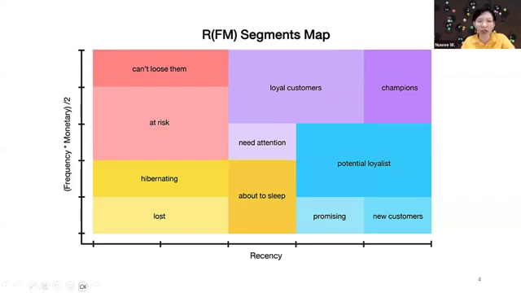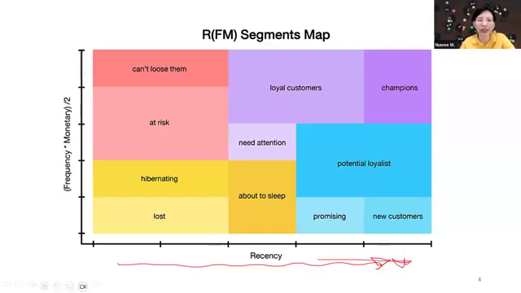On the horizontal or x-axis, we have the recency. So as you move from left to right, it means that the customer has purchased more recently, right? More recent, more to the right, okay?